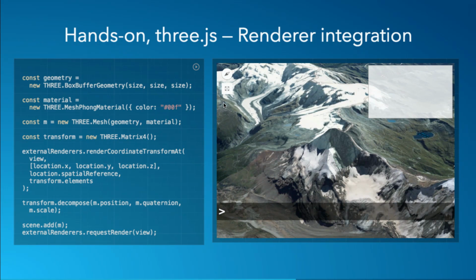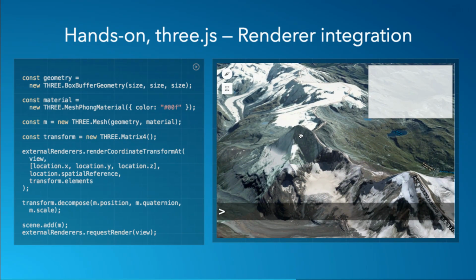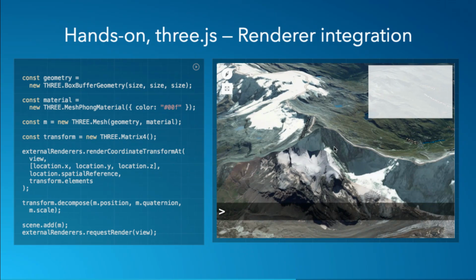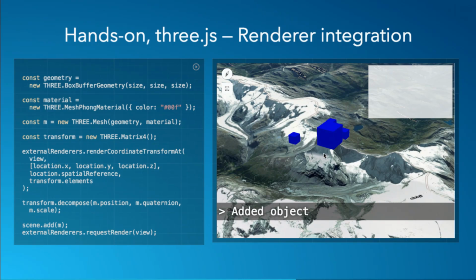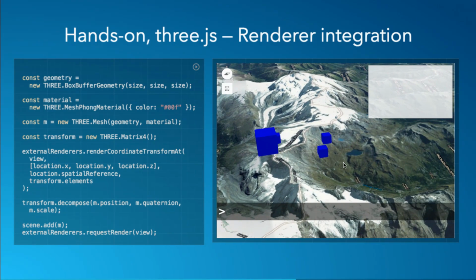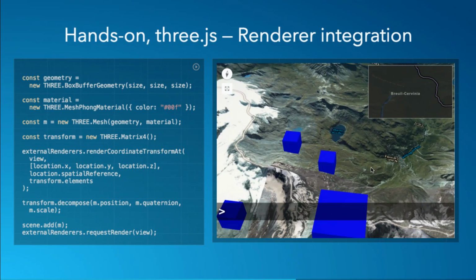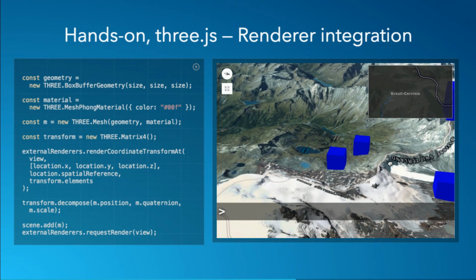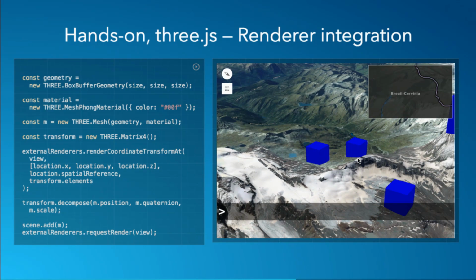So let's have a look at what this looks like. Here I have a still simple example. I basically add cubes into the world. I also made them scale based on your current scale. And you can see that the lighting is integrated, and the things are rendered at the right location. This is using only three.js now, no more pure WebGL.